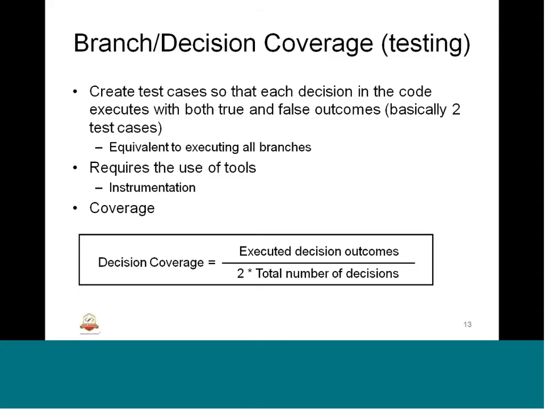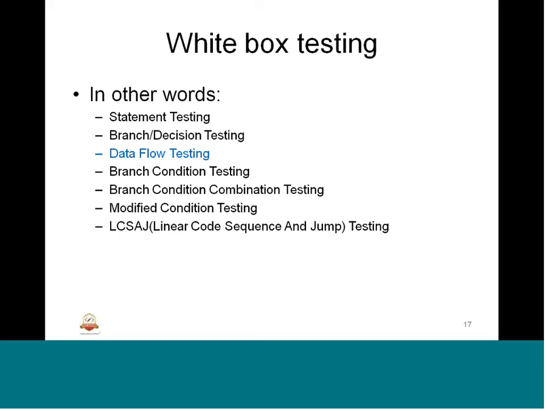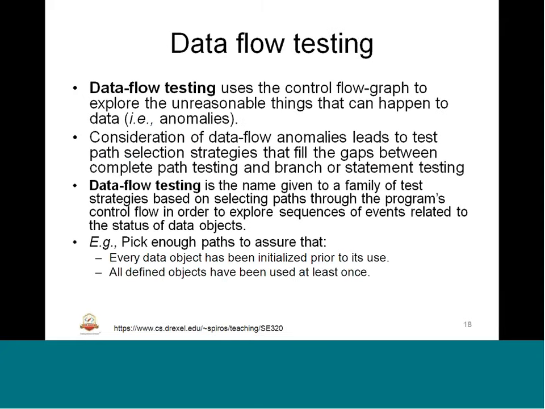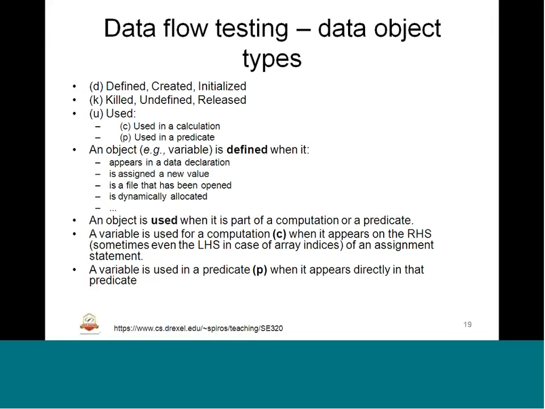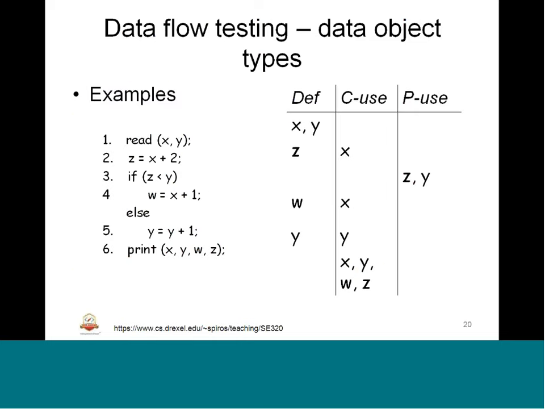And in continuation of the white box testing, we went through data flow testing, where the variables or the data objects are analyzed in terms of the flow, and every data object that is used needs to be analyzed and tested. Here the data object types could be defined or used. Used could be in a calculation or in a predicate. An object is defined when it appears in the data declaration or is assigned a value, or when a file has been opened, that is also called an object. Also, memory for a variable could be allocated dynamically, or using constants or pre-allocation mechanisms.